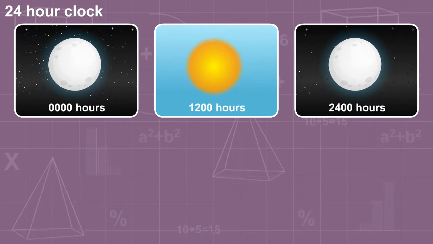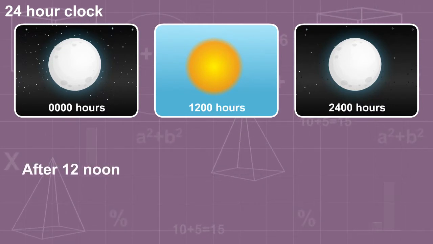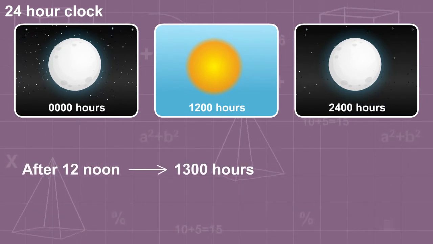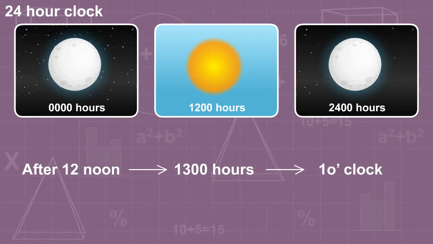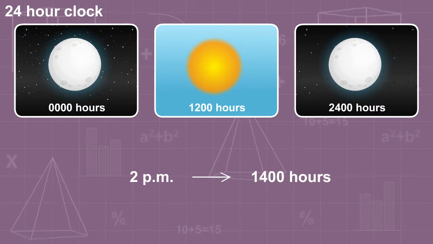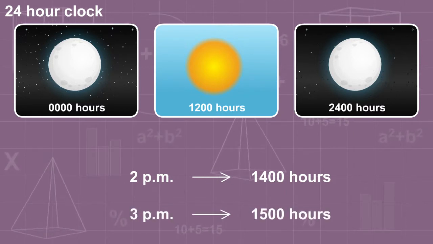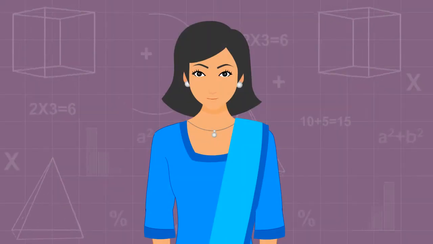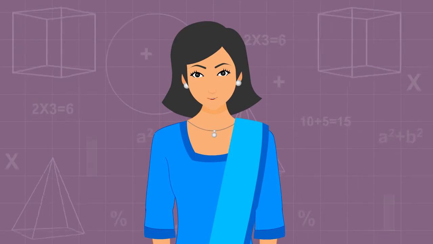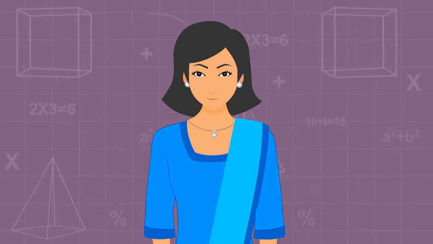In a 24-hour clock, after 12 noon, you say 1300 hours instead of 1 o'clock. Similarly, 2 p.m. is 1400 hours, 3 p.m. is 1500 hours, and so on. Now let's see some rules to convert a 24-hour clock time to 12-hour clock time.